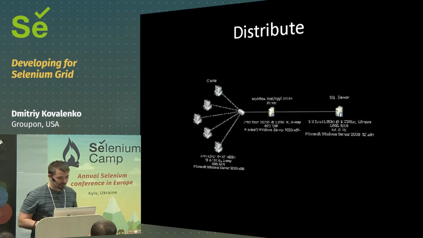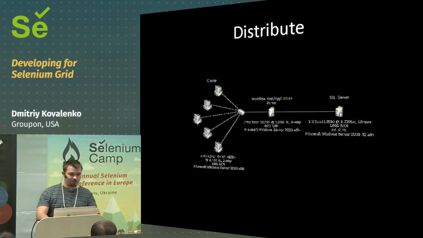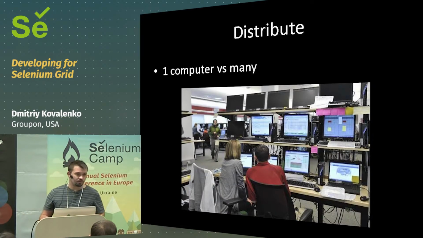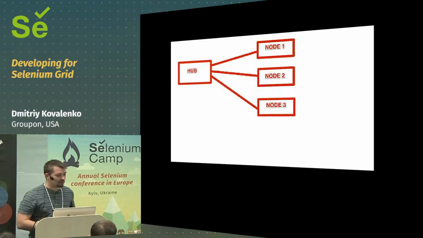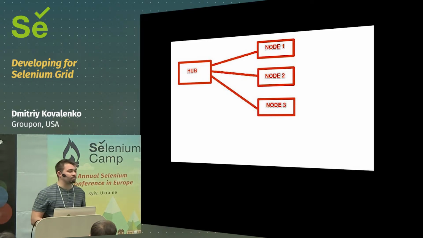So let's talk about distribute. This graphic should make a lot of sense. I just found it on the internet, but it actually means nothing. The idea, though, is to use one computer for your test suite versus using many computers for the same test suite. That's all. And by the way, we will start very, very gently, and we're just going to jump into the code in a minute. The way we set it up is you have the hub in the center, and you have a couple of nodes connecting to the hub.